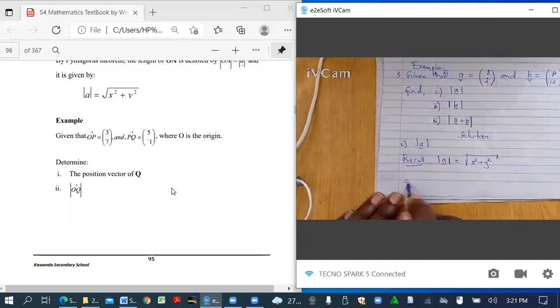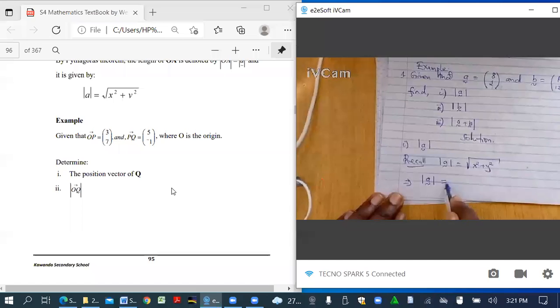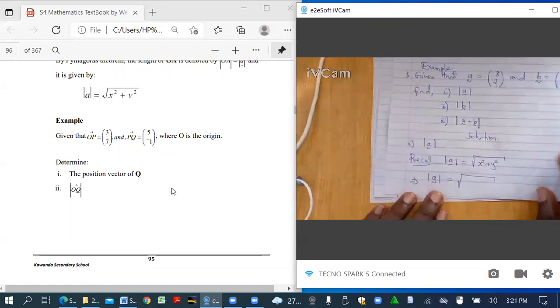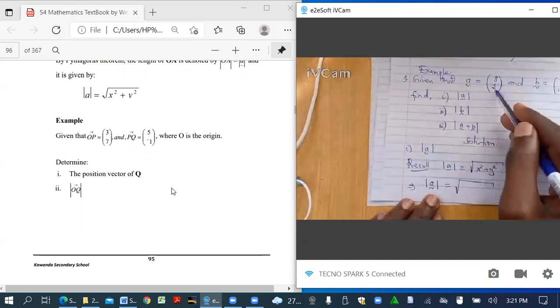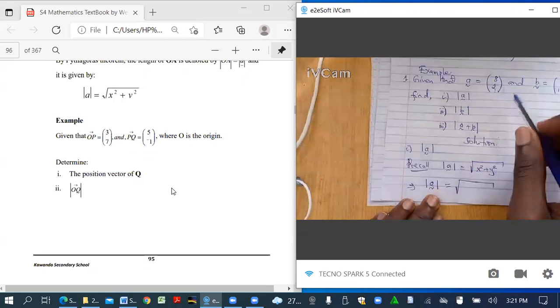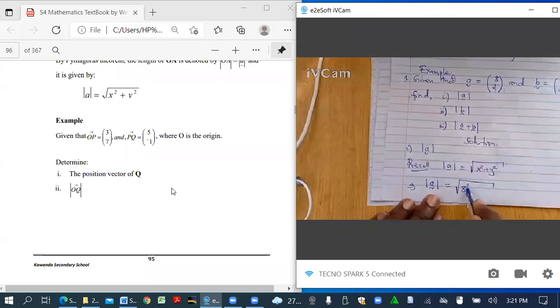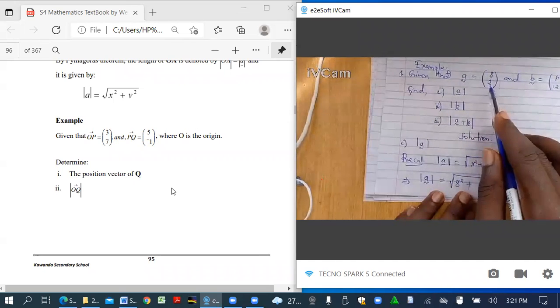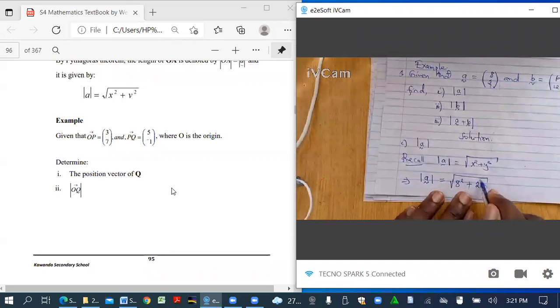So the magnitude of vector A in this case will be the square root of... what is vector A? It is 8 and 2. So what is our x? Our x is 8, so 8 squared, plus what is our y? Our y is 2, so 2 squared.